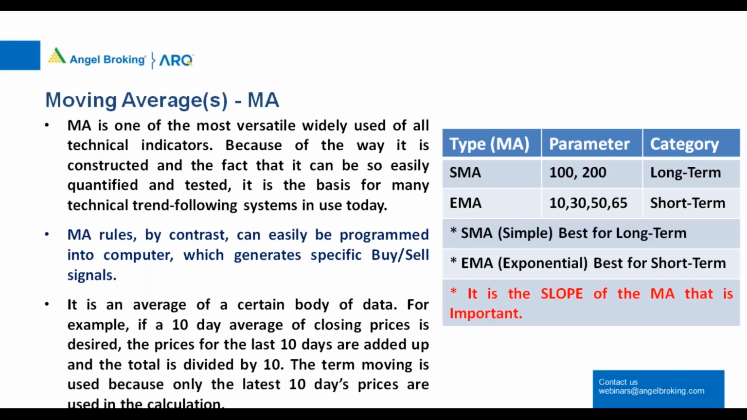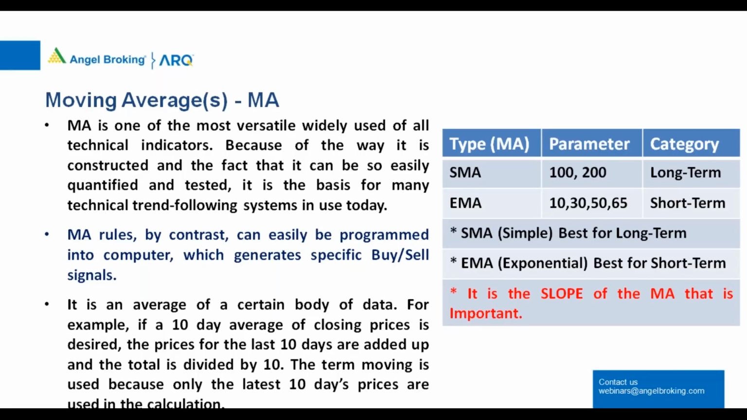The medium term is also called the intermediate trend. So the intermediate trend ideally is 50 and 65, but even a 30 period is very good for you to understand what the overall trend is, because the 30 period is roughly 1.5 months of data, 20 trading sessions. So that also is a good average. A 10-day exponential moving average is an excellent indicator of short-term movement. So the simple moving average is best for long-term. The exponential moving average is best for short-term.